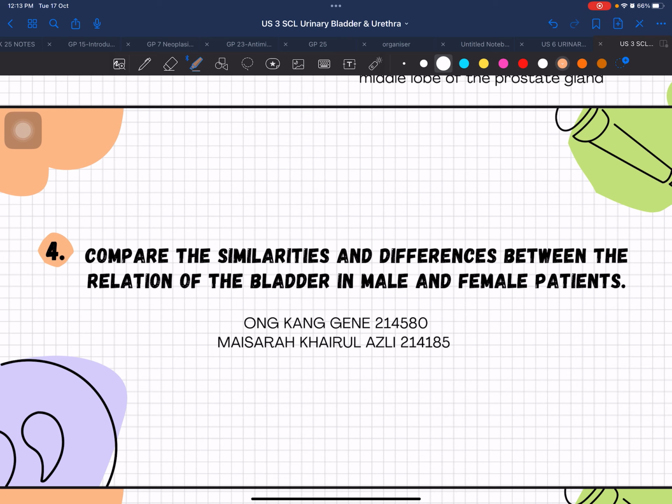Assalamualaikum and also good afternoon everybody. So today we'll be presenting the question: compare the similarities and differences between the relation of the bladder in male and female patients. Next please.